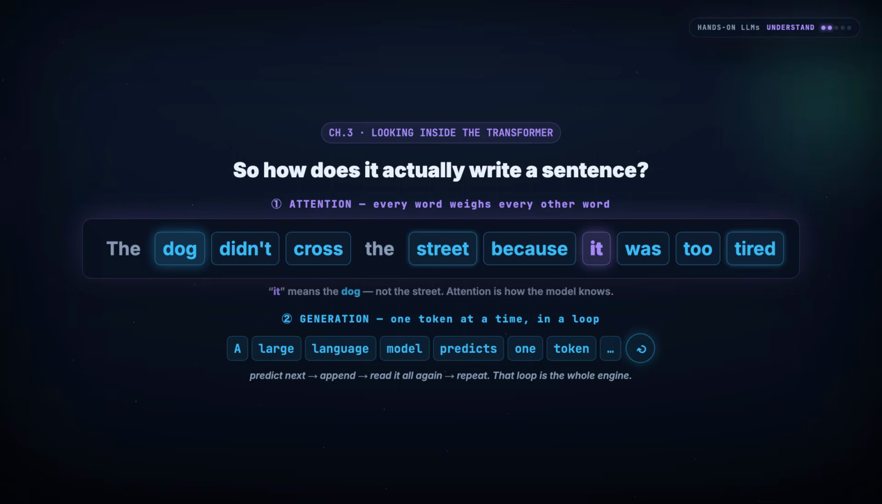That's it. That loop, riding on top of attention, is the entire engine behind ChatGPT, Claude, and Gemini. The book draws it out step by step until it stops feeling like magic and starts feeling like machinery.